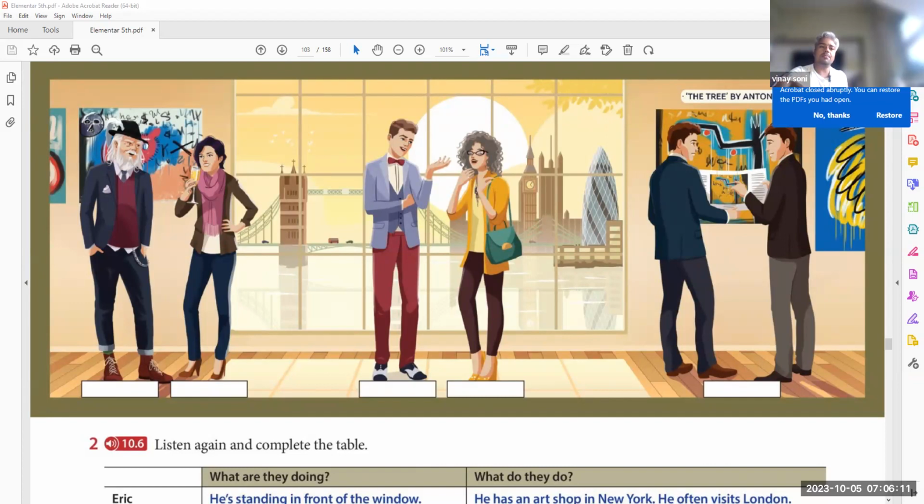Okay. They're brothers. And they're both art dealers. Do they work in London? Yes, they do. They have an art gallery in Bond Street.